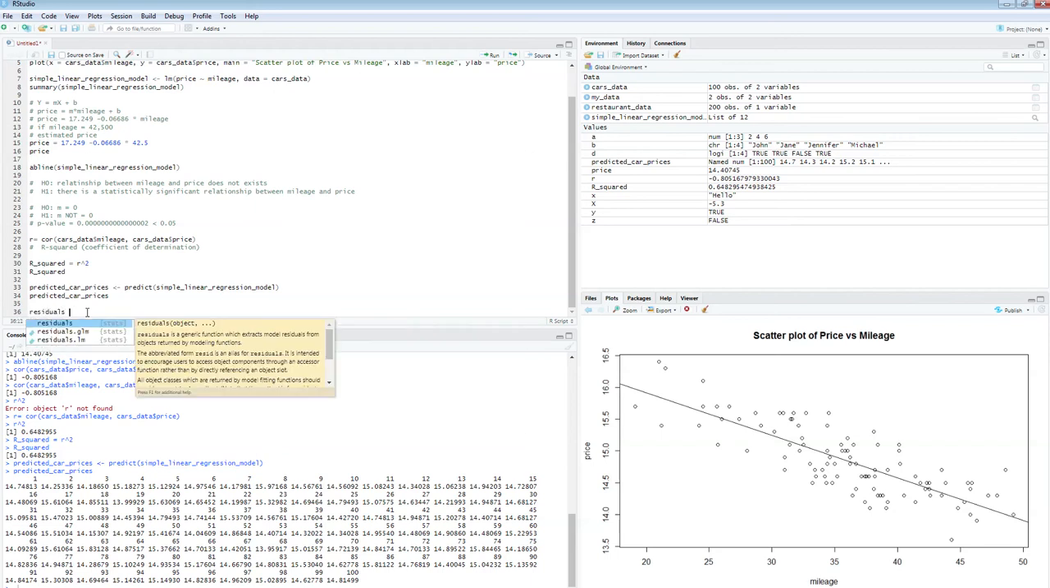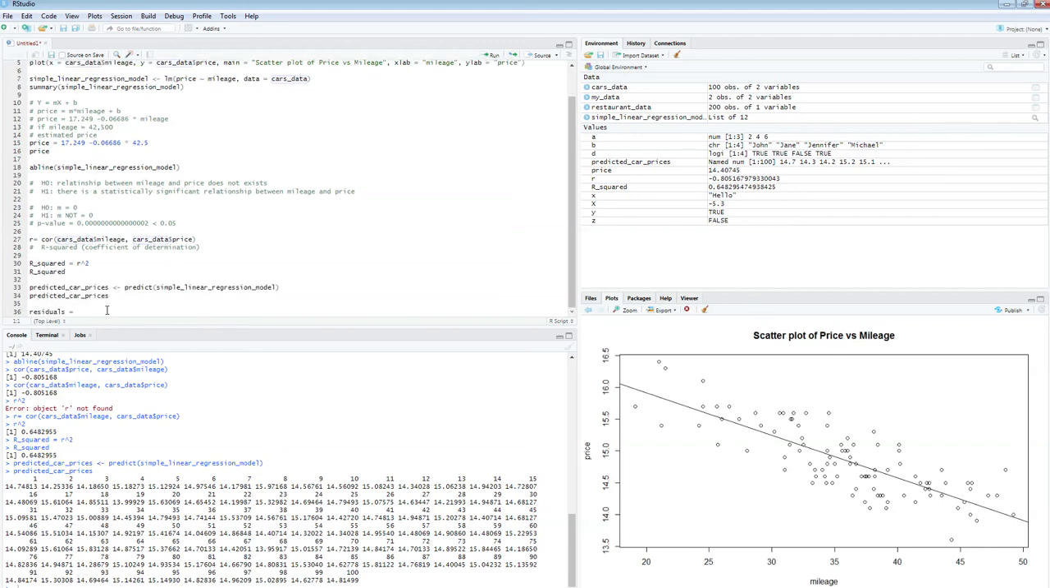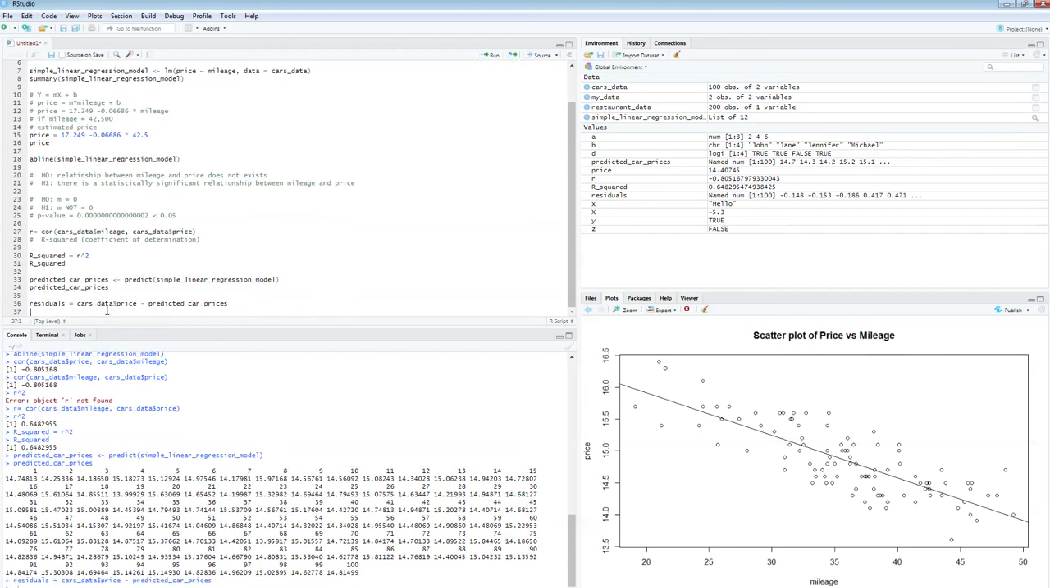Okay. So here's how I'm going to calculate residuals. I'm going to even call them like that. Residuals equal actual minus predicted, right? And how do I get actual? Actual, I recorded in the dataset cars data, and this column is called price. So I'm going to say cars data$price. These are the actual values minus predicted car prices. Now I run this line, and apparently I got everything, right? So let's print out residuals like that.